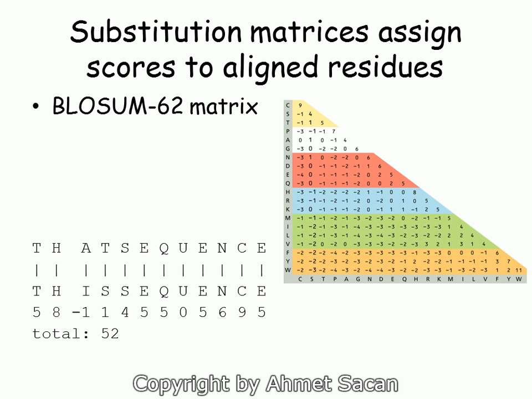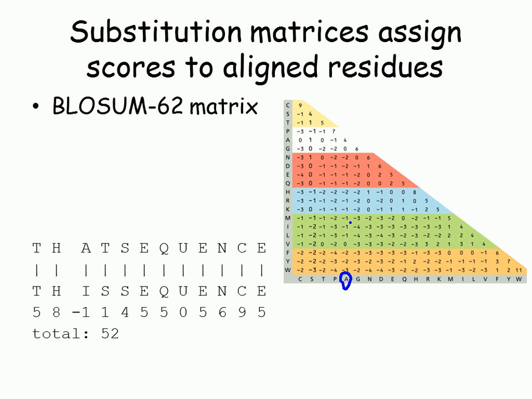So to give an example, let's look at A with I. We have a score of minus one, okay? If you look at W with A, you have a score of minus three. W is a very large amino acid, it's tryptophan. If you look at the diagonal, it has the largest diagonal score. That means a tryptophan likes to stay as a tryptophan. It doesn't like changing to other amino acids. So replacing a tryptophan with anything else is not very favorable. All right?